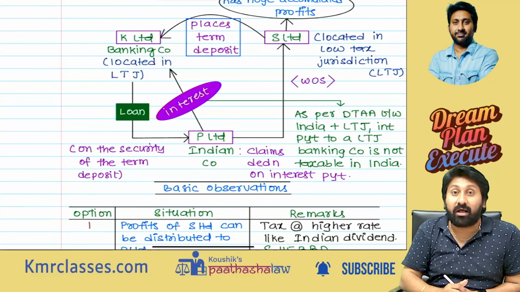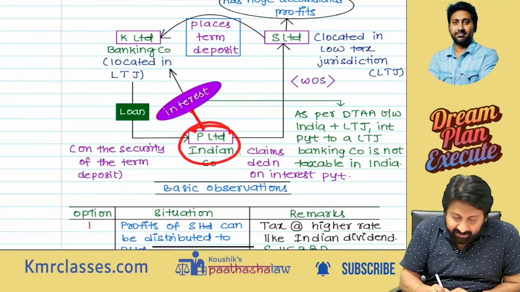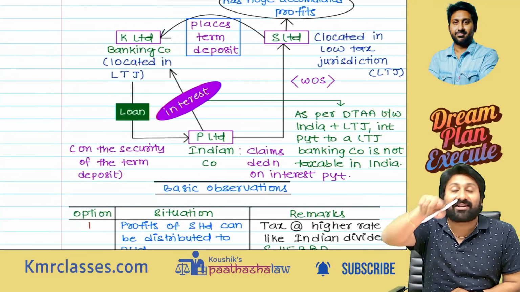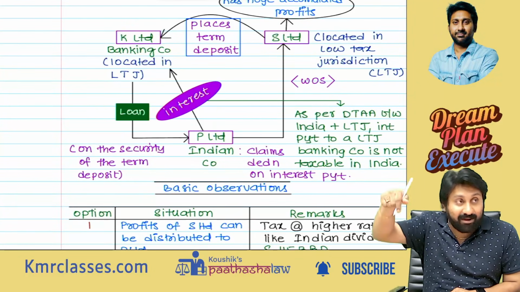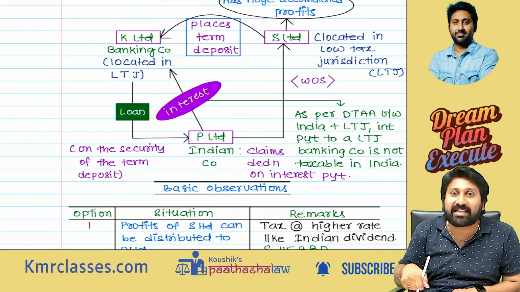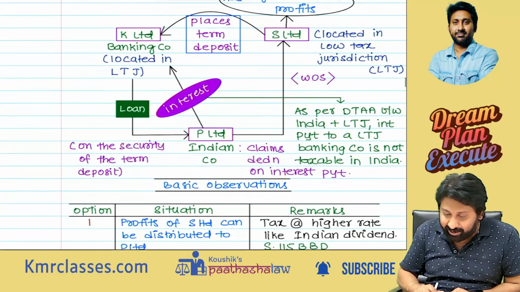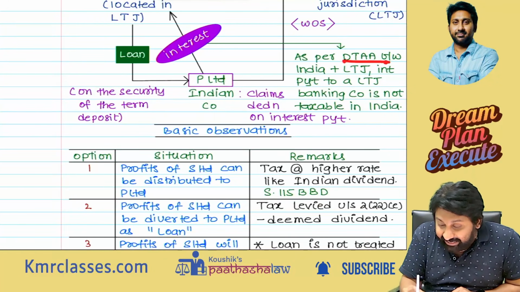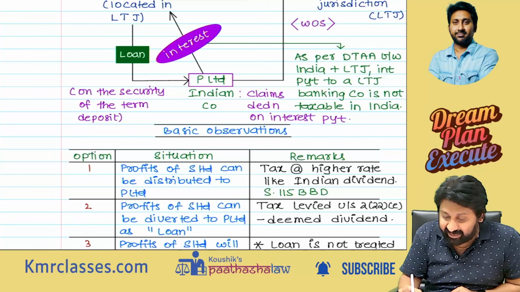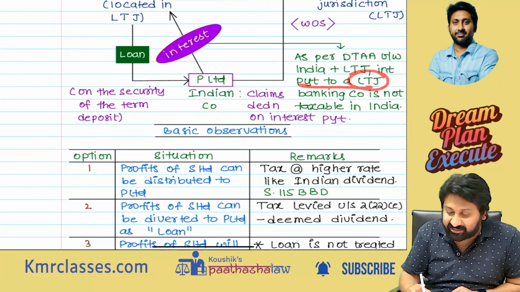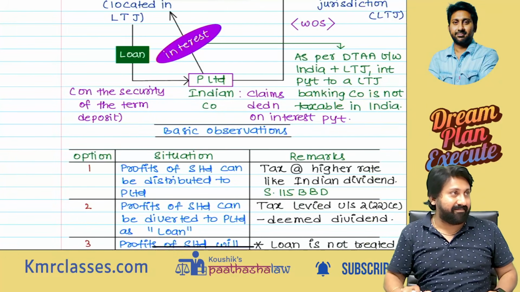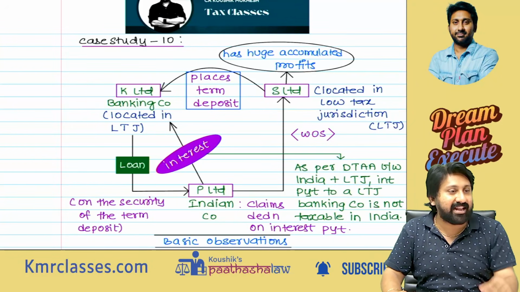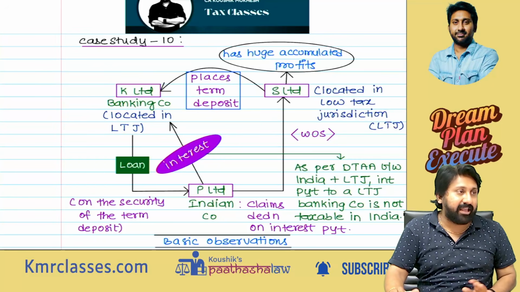Now you may ask a question: sir, P Limited will pay interest on the loan to K Limited. If it pays interest to K Limited, then what will happen? It becomes income accruing in India for K Limited, and K Limited has to pay tax. That is the main important point. Ideally, you have to really pay. But what happened here? As per the DTAA between India and that low tax jurisdiction country, interest payment to a low tax jurisdiction banking company is not taxable in India. So, win-win for everyone. Who is becoming the biggest bakra in this transaction? The income tax department, the government of India.